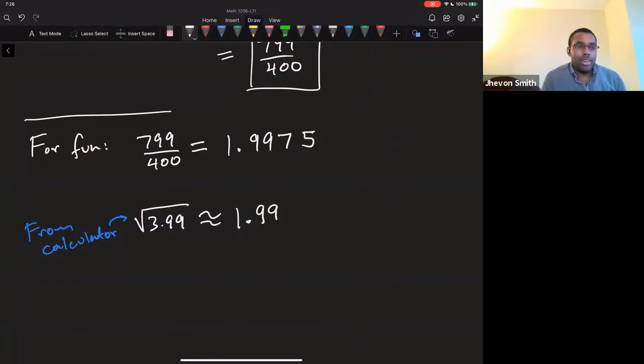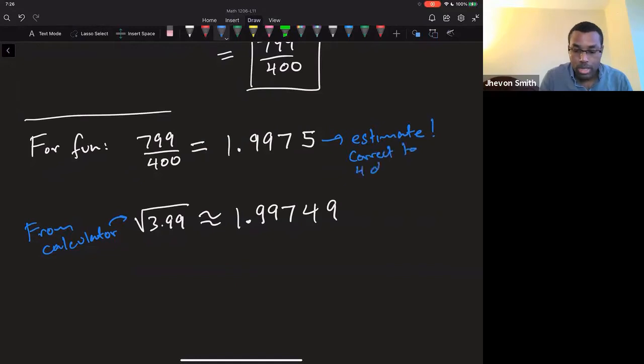9. All right, okay. But there's no way the next number is a 7. The next number was actually a 7, and the next number 4. Oh, we didn't make it. However, the next number was a 9. So if I rounded, I would be correct to 4 decimal places. So here, this is the estimate. And it's correct to 4 decimal places.